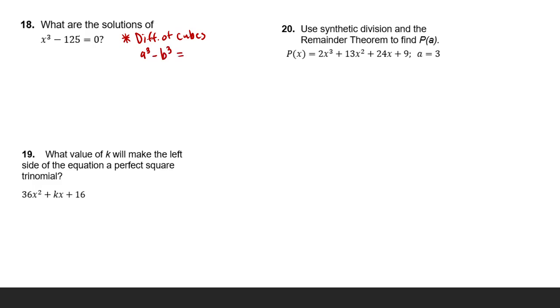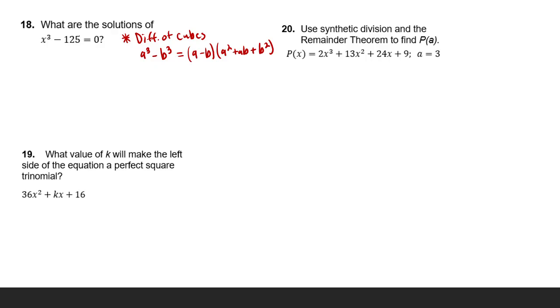And when you get something with cubes, then you do a minus b times your a squared plus ab plus b squared. So again, the only time we see the minus is in the first equation. Right here is where we see the minus sign. All the rest of the signs are plus. Okay, so that negative does not go with the a and the b when you go to plug it in.